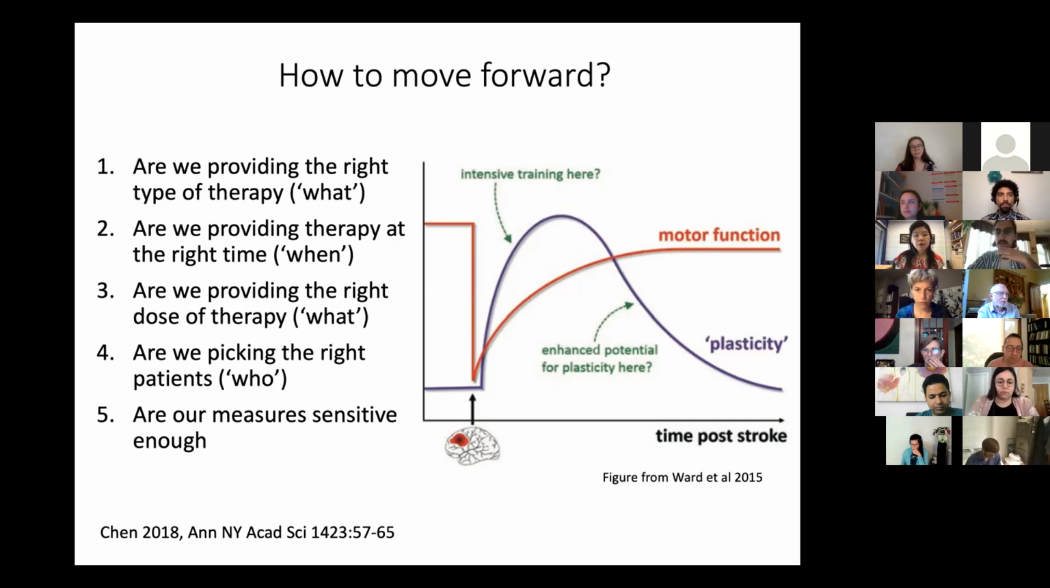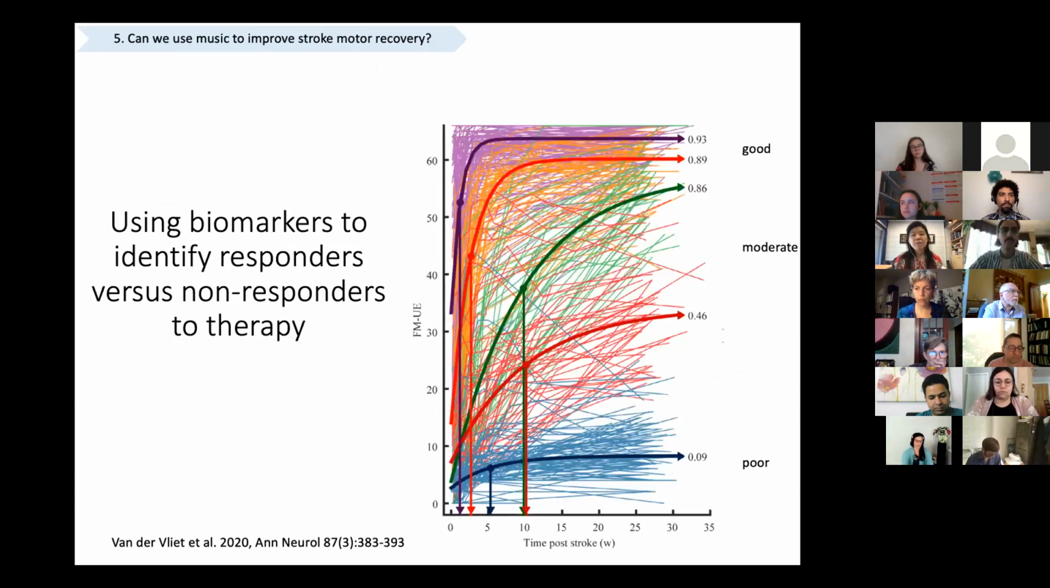And then what I want to focus on is the patients that we're picking. Are we picking the right patients, right? And to get to that, I'm going to keep track of time. I know I'm running close to the end. A big part of our research is in trying to identify biomarkers, indicators of disease state, in order to identify who our responders and non-responders are to therapy.